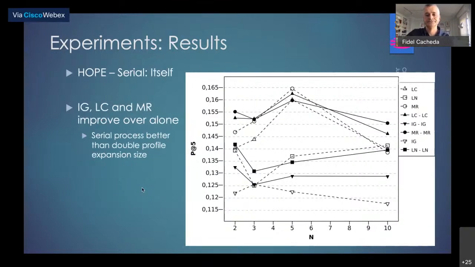And finally, we are trying one algorithm with itself. So these first 3 are okay. Sorry, I will try to hurry up. These are the algorithms by themselves, and you can see that when we combine them, we tend to achieve better results, especially for item global, local clustering, and most rated. So this implies that it's better to use a serial process than to double the profile expansion size.